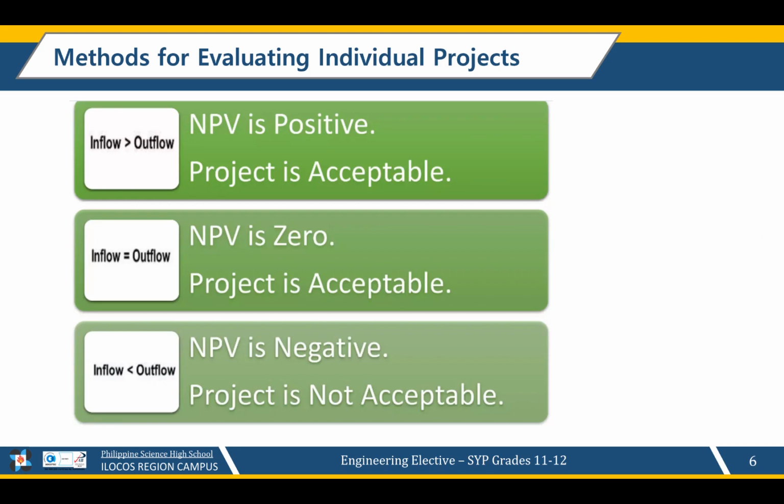Okay, so in summary, if NPV is positive, that means that inflow is greater than outflow, so it is acceptable. If NPV is 0, that means that inflow is equal to outflow, that is still acceptable. However, if NPV is negative, that means that inflow is less than outflow, which is not acceptable.